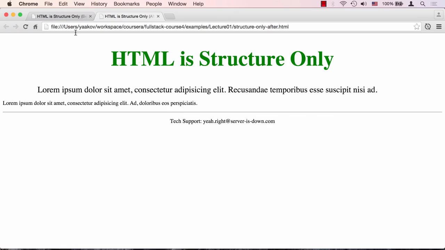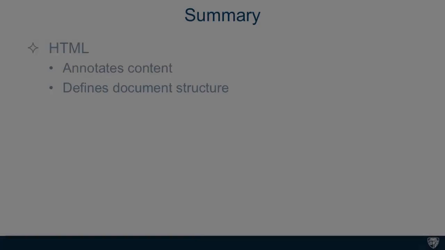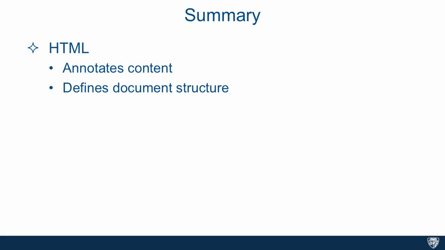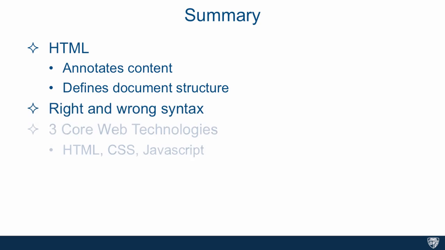So the thing to notice here is that the difference between the two HTML documents is the styles and the behavior applied, but the structure of both HTML documents is exactly the same. So in summary, we spoke about HTML and the fact that its job is to annotate content and define document structure. And obviously, as any language, it has a right and wrong syntax, which you'll have to learn in order to code it. And the 3 core web technologies, HTML, CSS, and JavaScript, work very well together because each one of them has its own distinct and precise role, and they don't really step on each other. They work very nicely together.